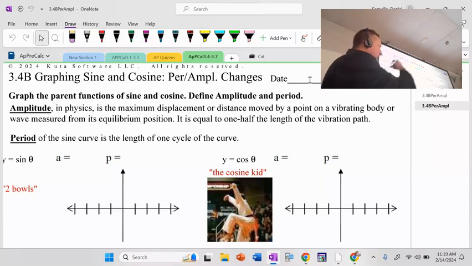Period is just after one cycle. So we already know that. One cycle is created.